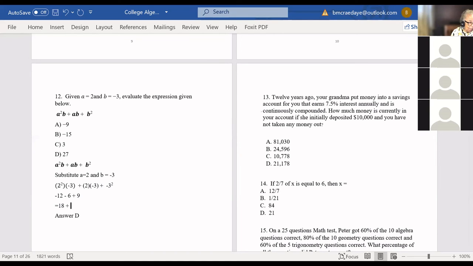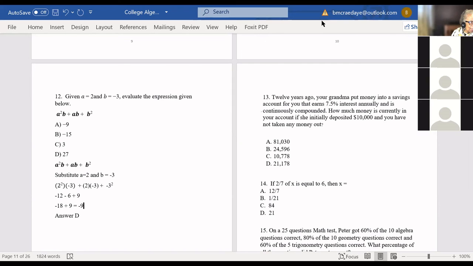Is it D, Miss Barbara? No, this is a minus, Audrey. It's a minus 18 and a plus 9. And what does that equal to? Minus 9. Yeah, A. Oh, I did it wrong. What happened there, Chastity? I don't know. Your signs, you got a plus 18?